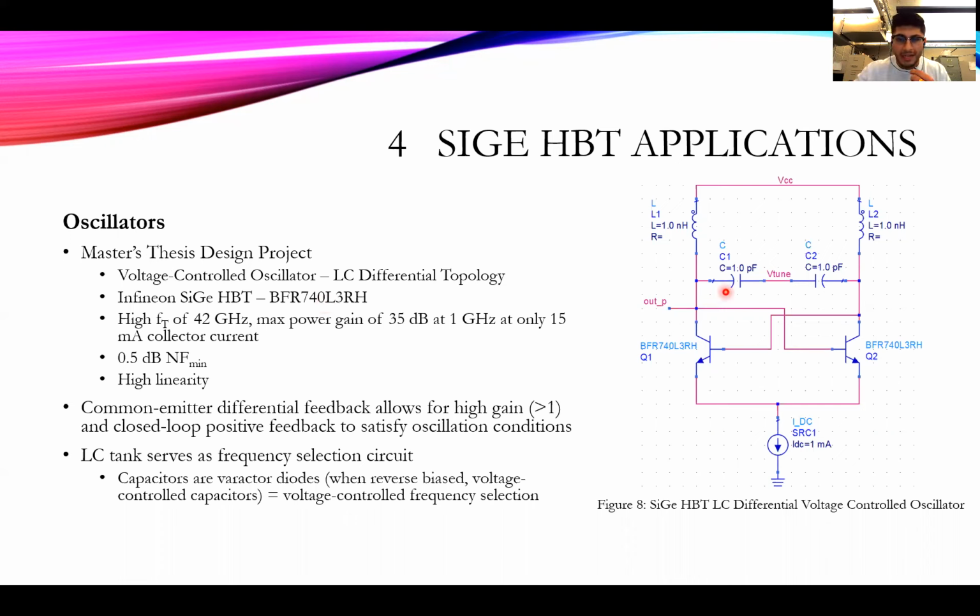So this type of application, very briefly, how this circuit works is we essentially have a differential pair on the bottom, and up at the top, we have an LC tank circuit. At the top, the LC tank serves as our frequency selector circuit, whereas the bottom serves as our actual oscillator and our feedback. As we can see, the input of Q1 is actually the output of Q2, and the input of Q2 is the output of Q1.